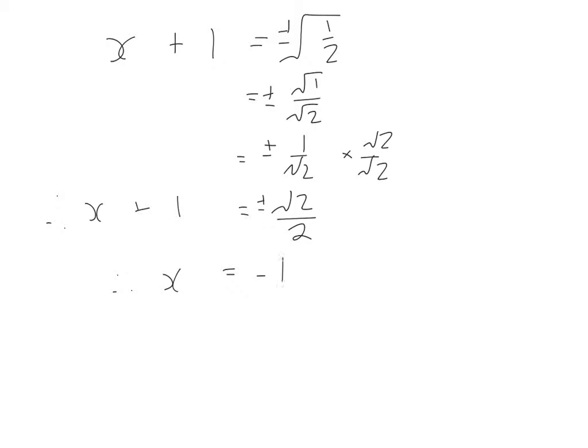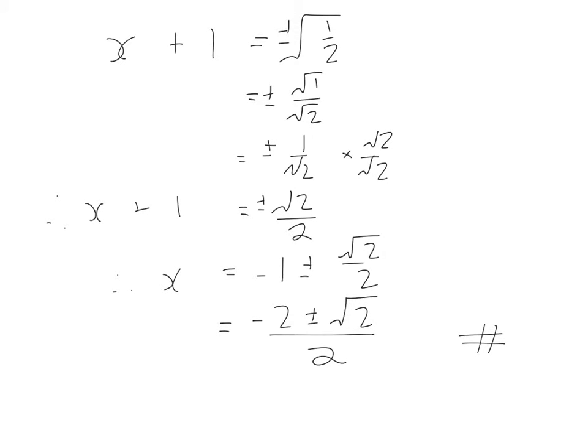x is equal to -1 plus or minus root 2 on 2, which is equal to -2 plus or minus root 2 all on 2. As I said, it's not essential to do that, but that gives us a rational denominator, which is sometimes a little bit handy to express your solutions that way, but not necessary.